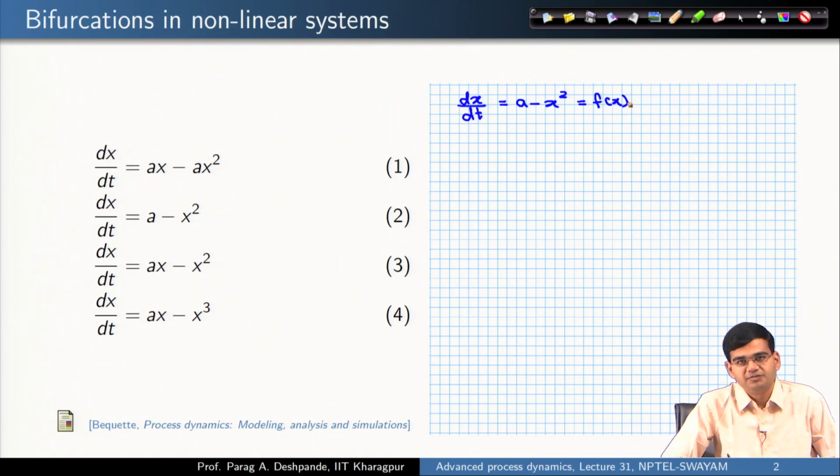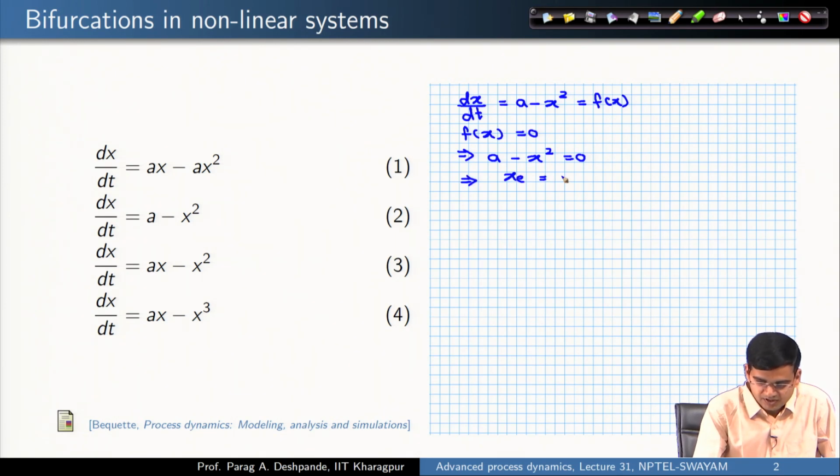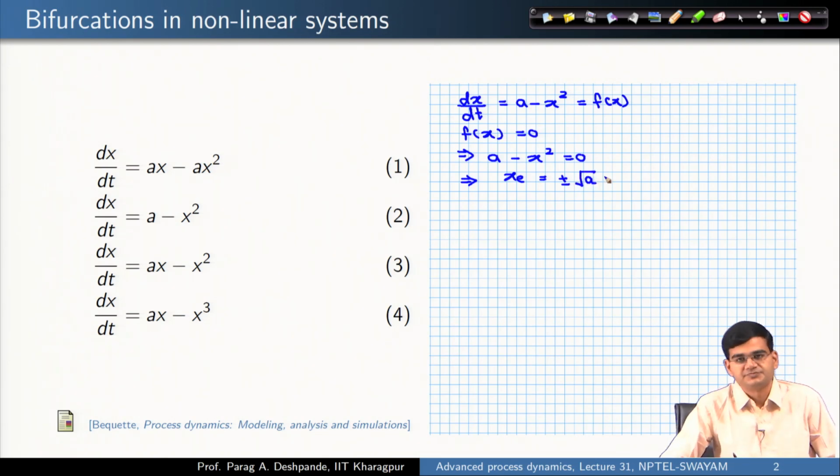So, how would I determine the equilibrium solutions? I will set f of x is equal to 0, which means a minus x squared is equal to 0, from where I get x equilibrium is equal to plus or minus root a. So, my bifurcation plot will have the curves plus or minus root a. Now, I will need to determine their stabilities.